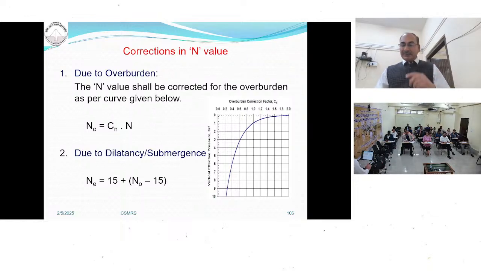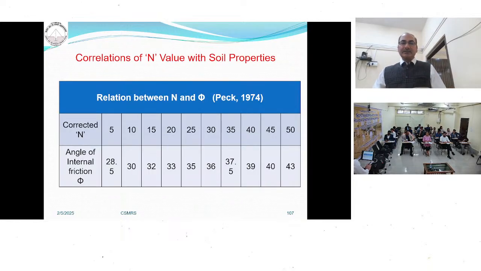After applying the corrections, you determine the angle of friction. According to the code, your N value varies from 5 to 50 and the angle of friction varies from 28.5 to 43. In the case of sandy soil, C is 0, so you can determine the shear strength.